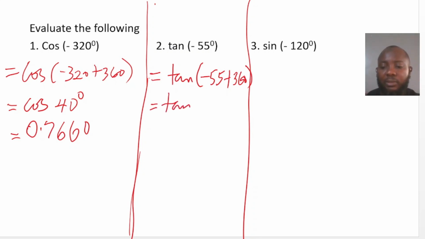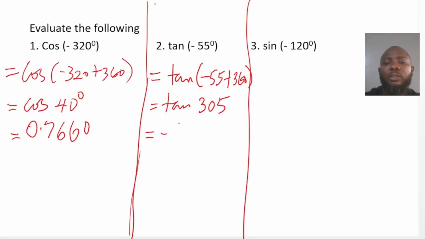So that's going to give us tan of 360 minus 55. That's going to be 305. So 305 tan is also in the fourth quadrant. Since it's fourth quadrant, tan is negative in the fourth quadrant. All students take 4. Cos is positive in the fourth quadrant. So that means this is going to be negative.